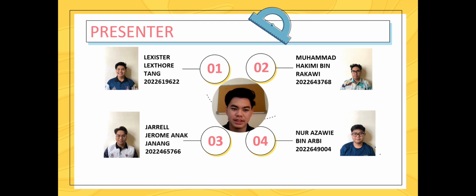Now I will present to you our group members, starting with me, Leicester Tang, holding matrix number 2022619622. The second one is Muhammad Hakimi bin Rakawi, holding matrix number 2022643768. The third one is Gerald Jerome Anang, holding matrix number 2022465766. And the last one is Nur Azawi bin Arbi, holding matrix number 2022649004.